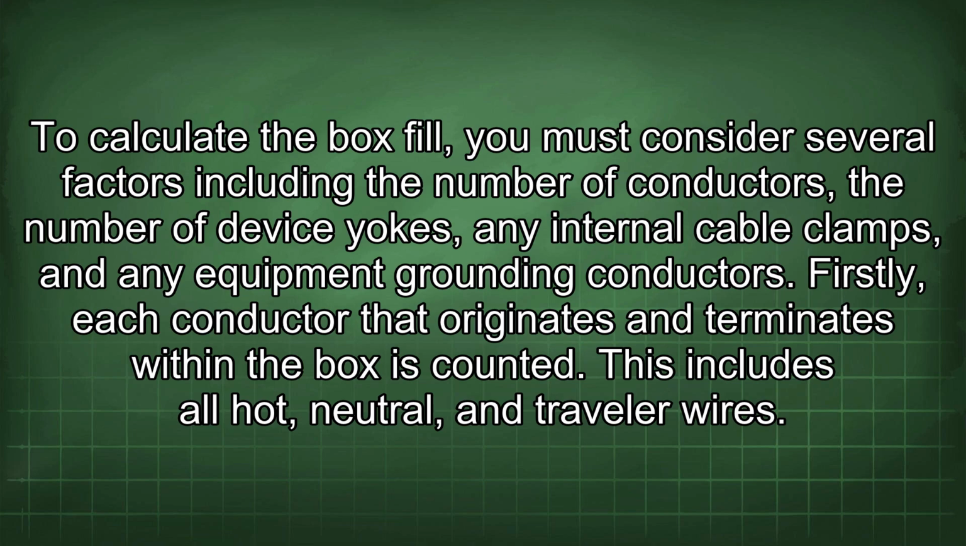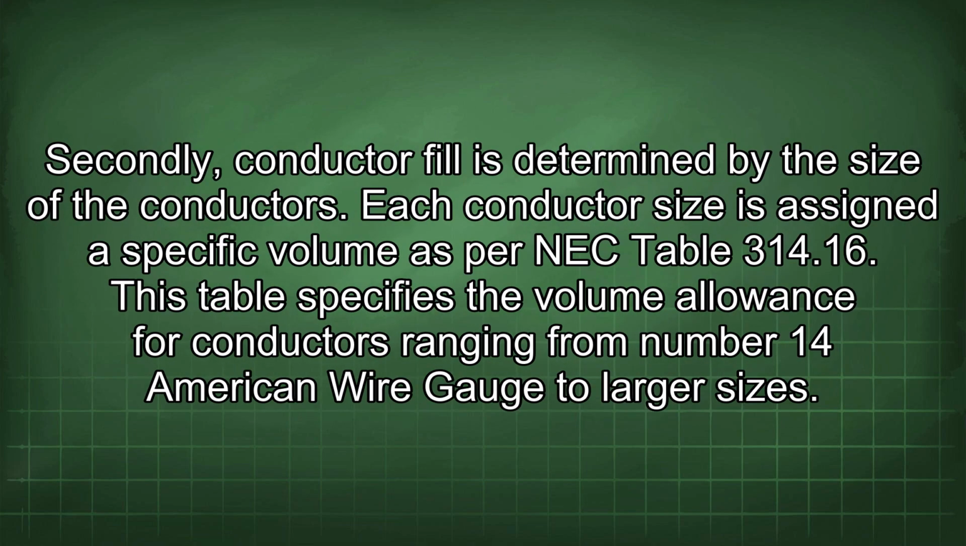Firstly, each conductor that originates and terminates within the box is counted. This includes all hot, neutral, and traveler wires. Secondly, conductor fill is determined by the size of the conductors. Each conductor size is assigned a specific volume as per NEC Table 314.16. This table specifies the volume allowance for conductors ranging from number 14 American wire gauge to larger sizes.